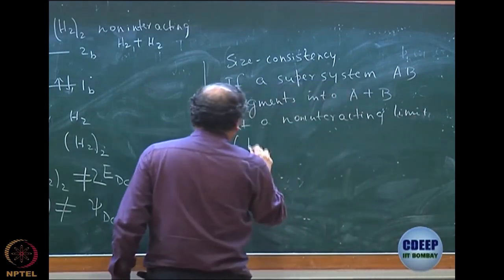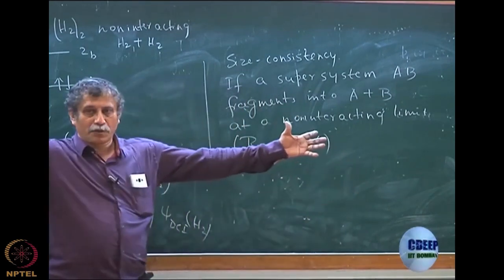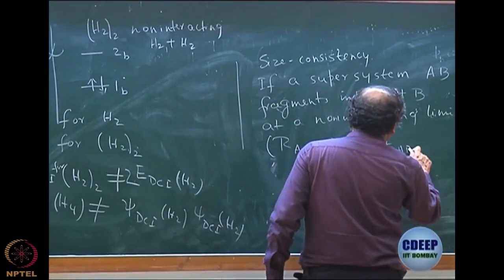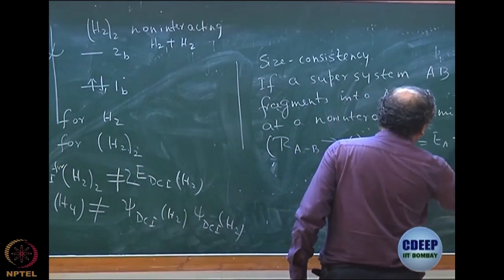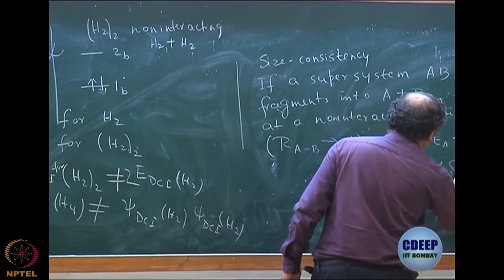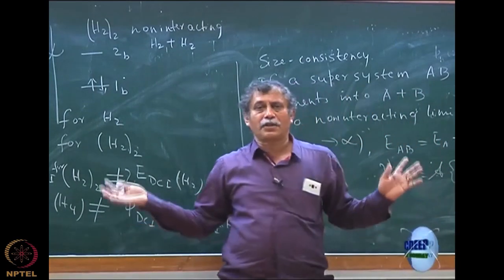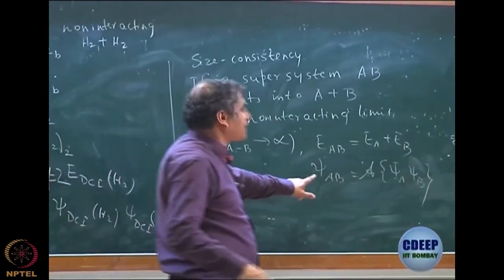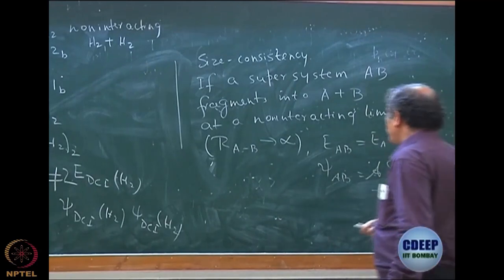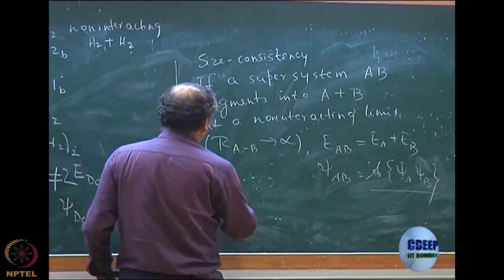That is when, whatever you call it, R_AB tends to infinity, the distance between the two fragments goes to infinity, then the energy of AB should be the sum E_A plus E_B. And the wave function of AB should be an anti-symmetrized product of A and B. This is called the anti-symmetrized product, because the overall wave function must be anti-symmetrized. This capital A is just an anti-symmetrizer operator, so don't worry about it. But essentially, everything has to be anti-symmetrized, not a simple product. So, this property is called size consistency.